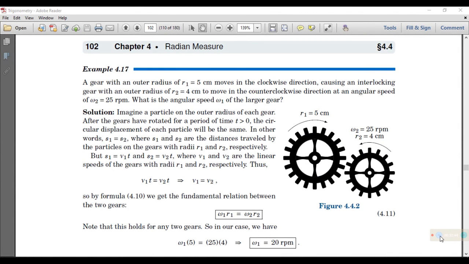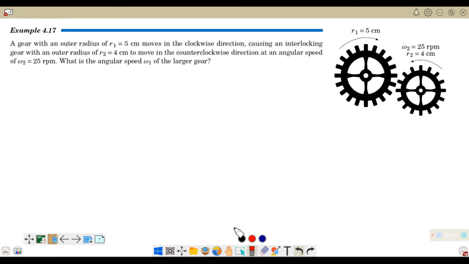Copy ko lang siya sa kabilang page. Okay, so I have transferred here a copy of sample 4.17, yung dalawang gears natin na given. This is the problem. A gear with an outer radius of r sub 1 is equal to 5 cm moves in the clockwise direction. This is the bigger gear. Ito mas malaki. Causing an interlocking gear with an outer radius of r sub 2 is equal to 4 cm.